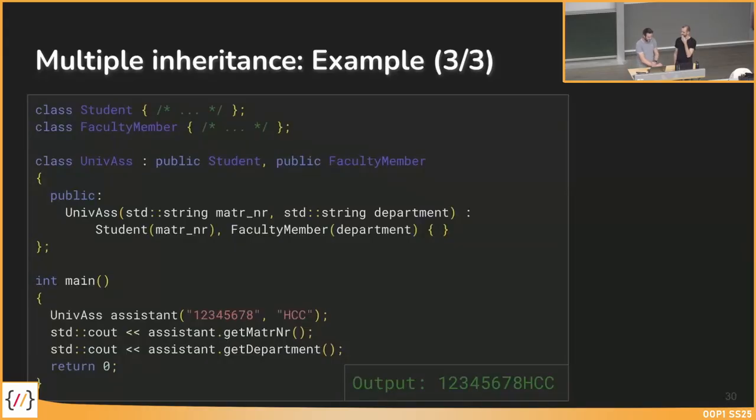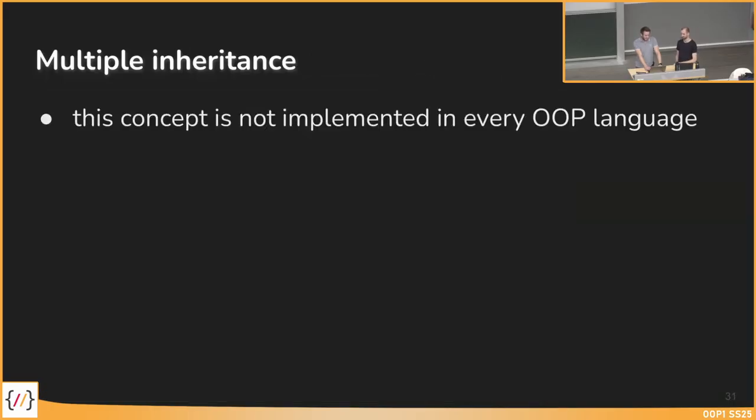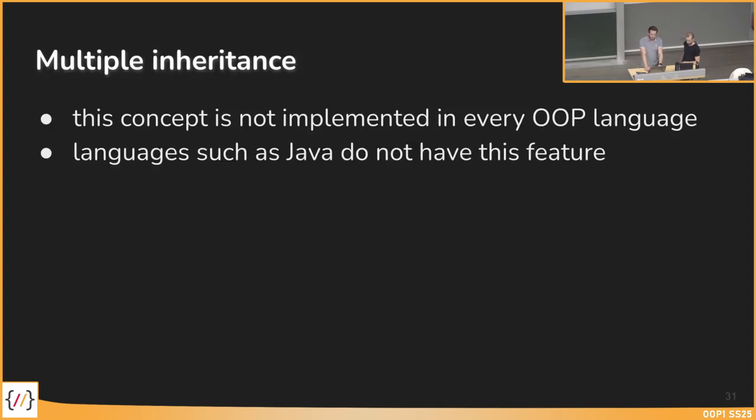Yeah, but there are some problems that come with this principle, and as I said, it's not implemented in every language, and there's a reason why it is not implemented in every language, but it is in C++. As I said, in Java, for example, it's not implemented, so you can't use multiple inheritance in Java. In Java, it's only possible to inherit from one class. Java removed this concept maybe because of the two problems we now have a look at.